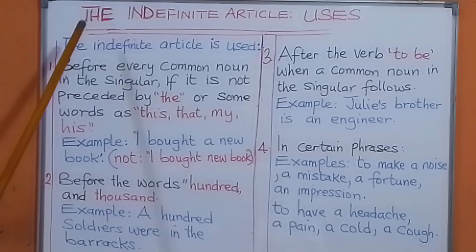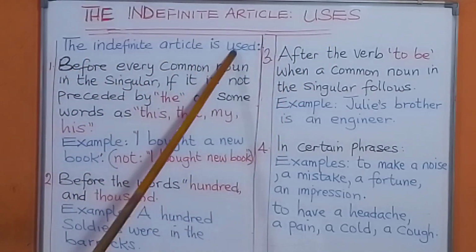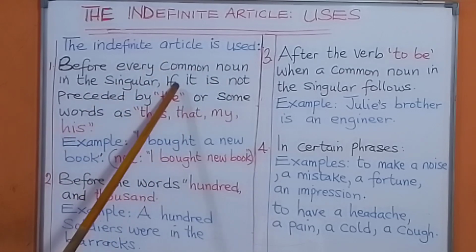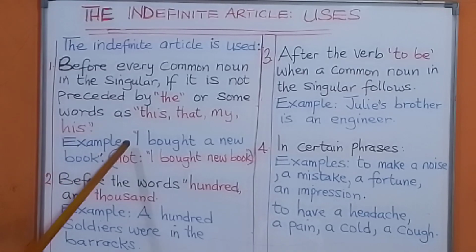Let's go through that again. We use the indefinite article before every common noun in the singular if it is not preceded by the or words such as this, that, my, his. For example, I bought a new book. Don't say I bought new book. He bought a new car. He got a new mobile. Number 2, the indefinite article is used before the words hundred, thousand, million, billion. For example, a hundred soldiers were in the barracks. A million.